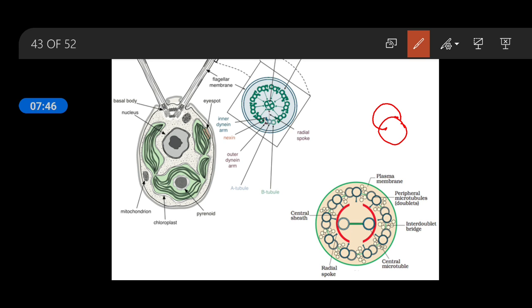Okay, so it is named as A, the complete ring, and the incomplete ring is known as B. So in each doublet you can see a complete ring and a second one that is an incomplete ring, meaning A and B. This is one doublet. Okay, so the total number of doublets is 9.